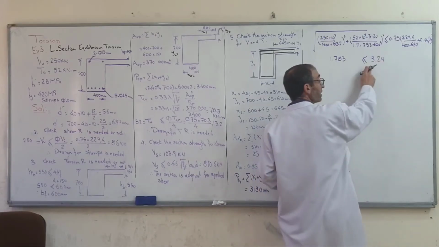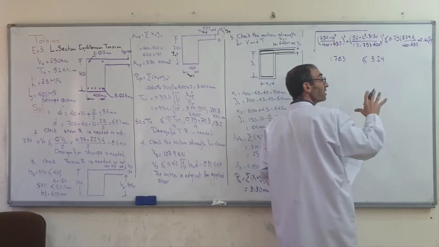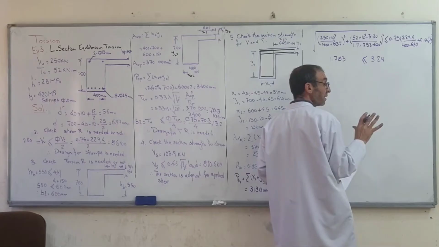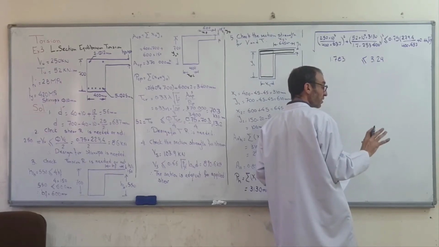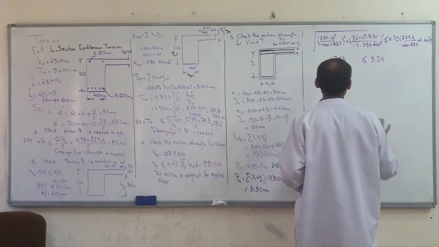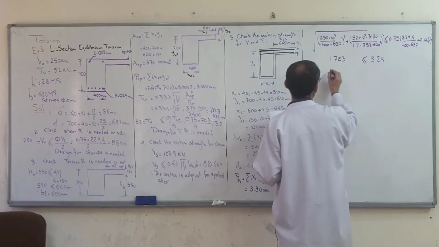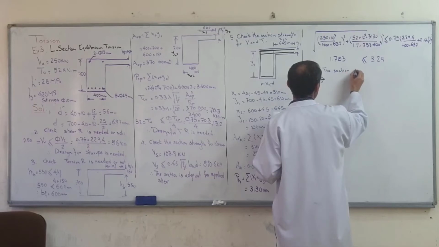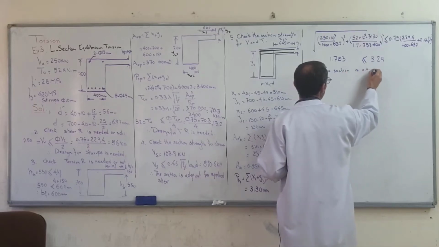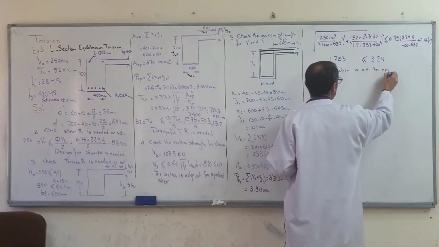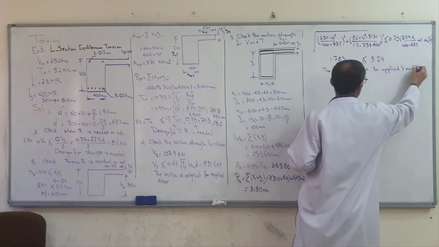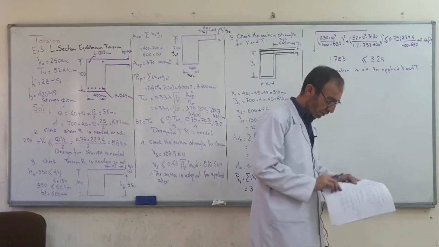If this is more than this, we must increase the section, magnify the section. Even here it is not required, this is less than this, so the section is okay for applied shear and torsion.